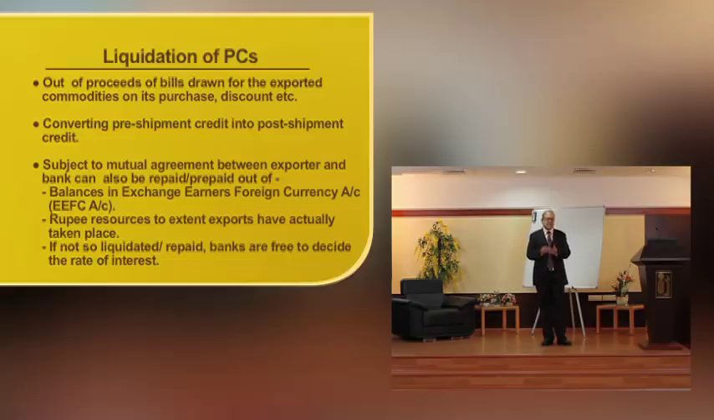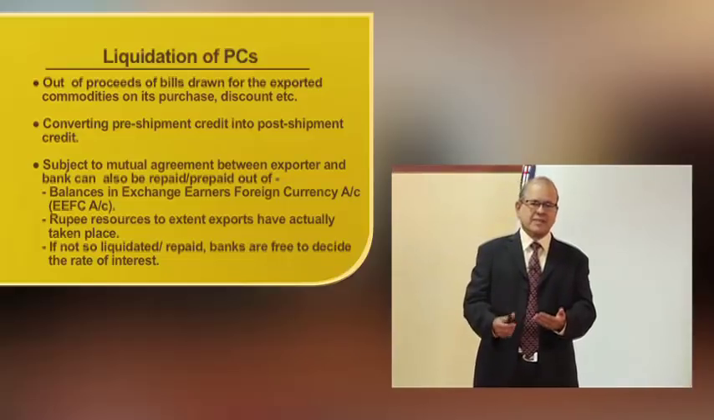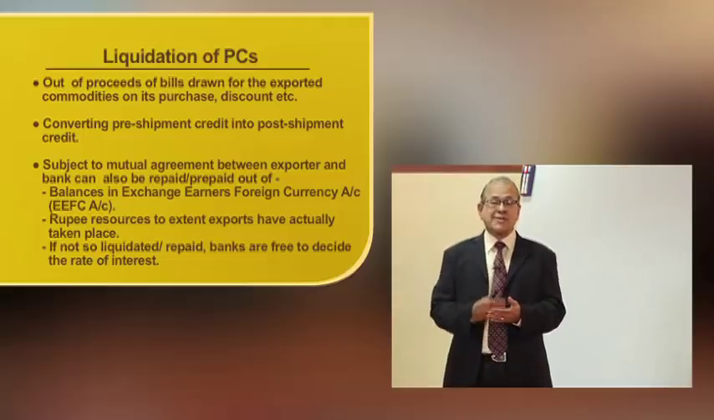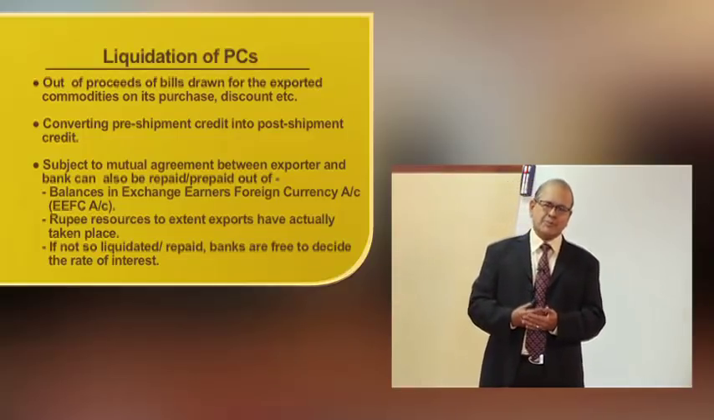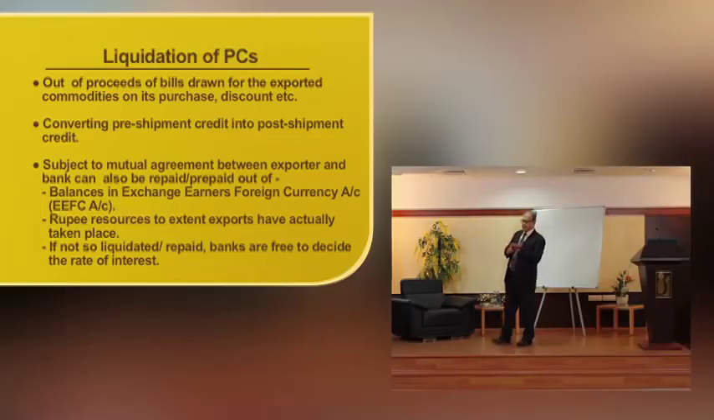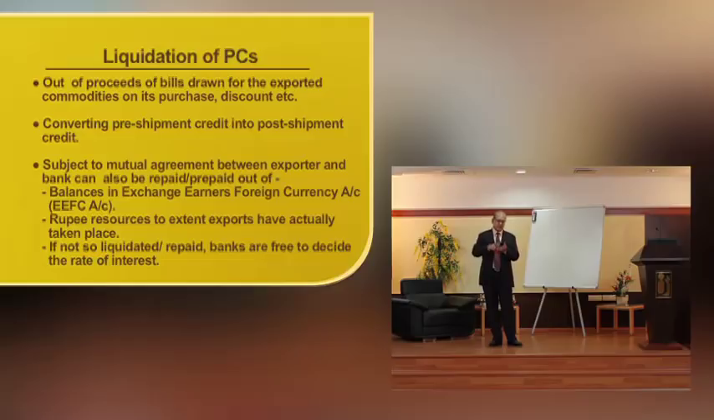Thereafter, the customer exporter tenders the export documents. We already saw the list of documents, right? So the exporter tenders these documents to the bank. Now the bank has the option of purchasing, discounting, or negotiating the bill. This is called post-shipment finance, as we already saw. This post-shipment finance will replace or will liquidate the pre-shipment amount.